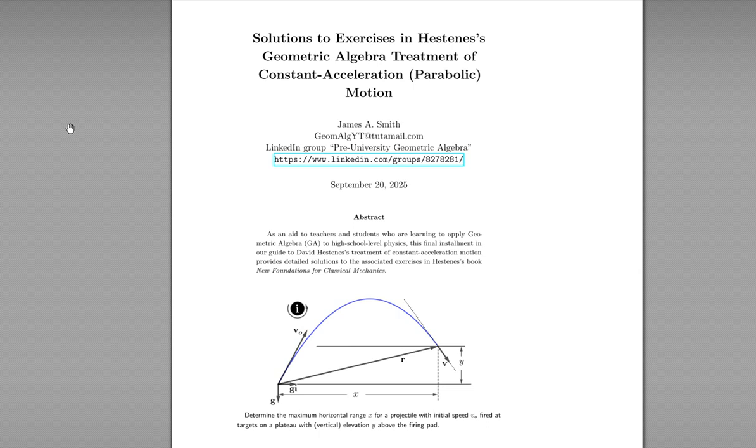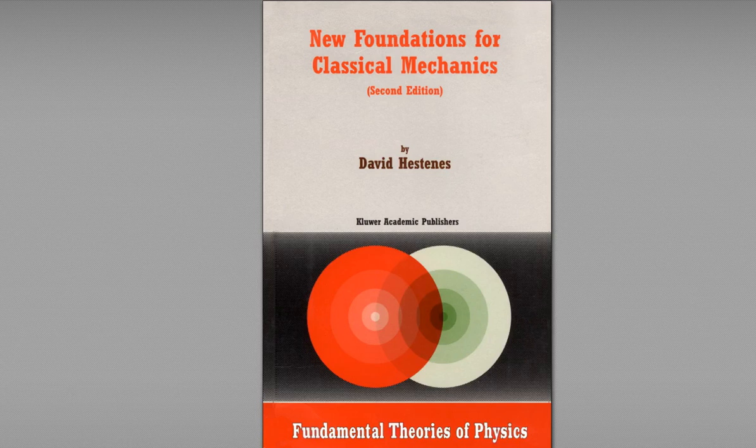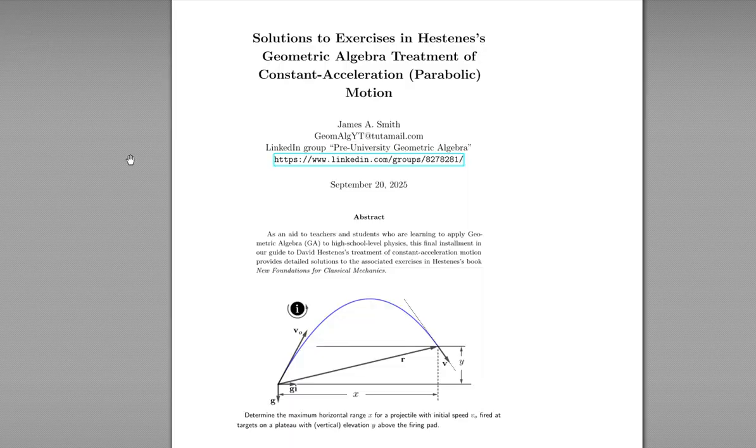This new video is another in our series on doing things with geometric algebra. It presents solutions to the exercises in Hestenes' geometric algebra treatment of constant acceleration or parabolic motion, which is found in his book New Foundations for Classical Mechanics. And this document is the final part of our four-part guide to Hestenes' treatment of parabolic motion, and links to the previous documents and videos in this series are given in the description.